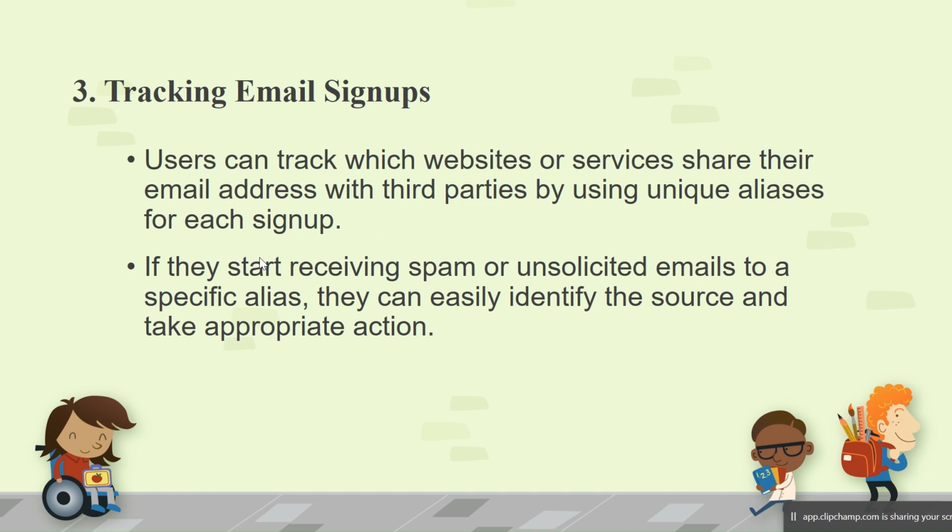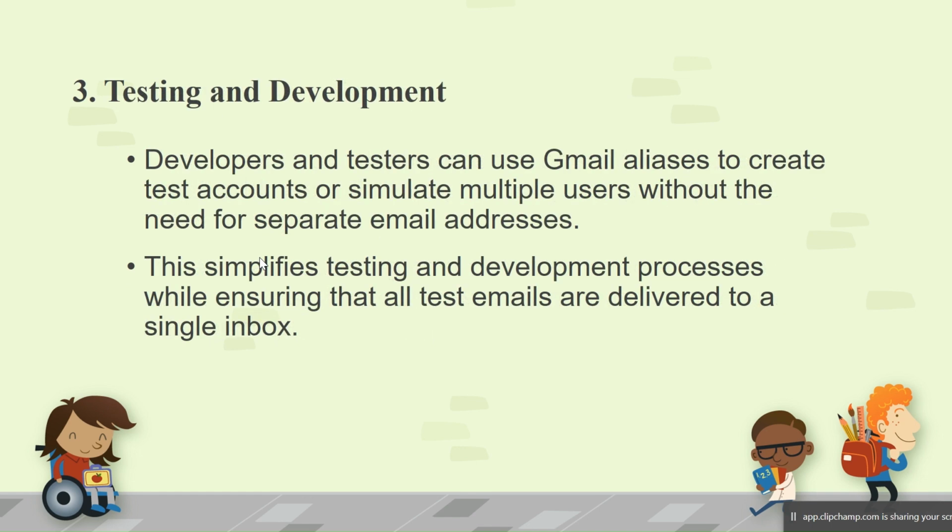Tracking our email signups: we can use the username plus the website name where we are signing up using our Google account. This will help us keep track of which website is sharing our information with third parties, and so on. Testing and development: suppose we have created a program and require a lot of email addresses to test it. We can create aliases of our single email address and test our environment or programs.